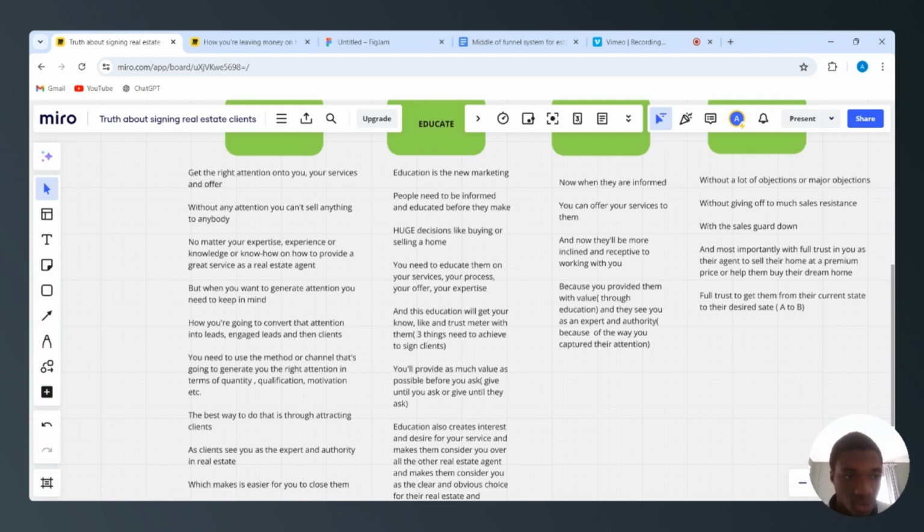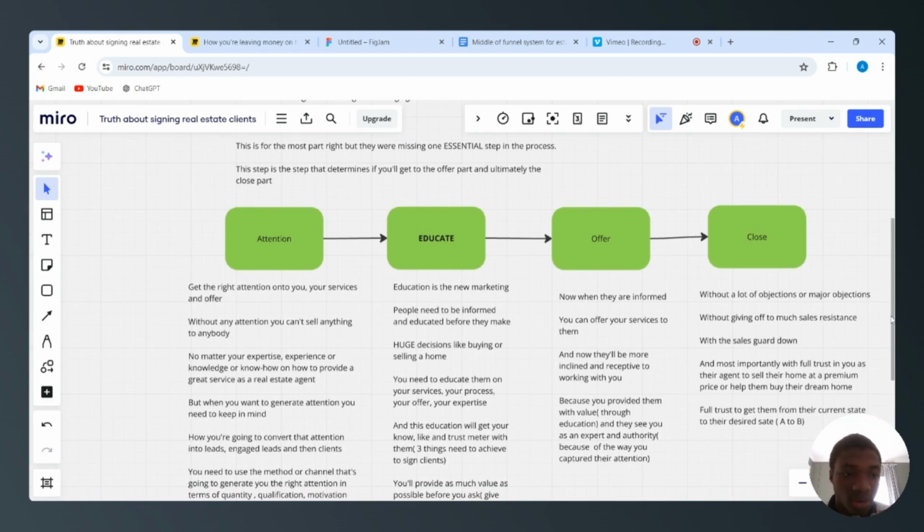Literally, guys. So now the big part that you guys are missing out on, you are not actually implementing to the level that you should be. Education is the new marketing, guys. Education is the new marketing. People need to be informed and educated before they make huge decisions like buying or selling a home.